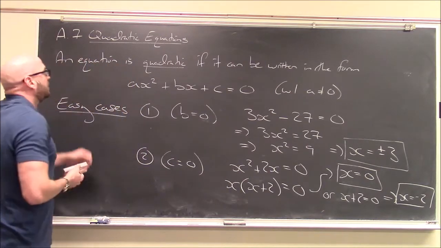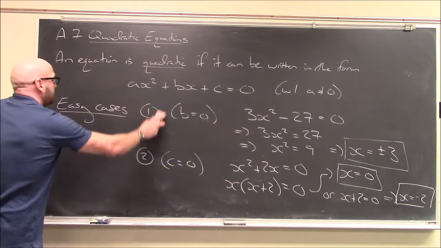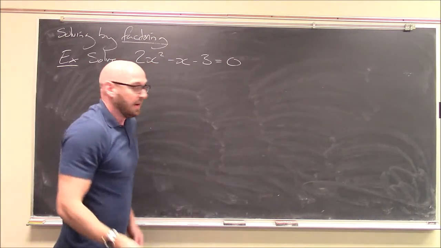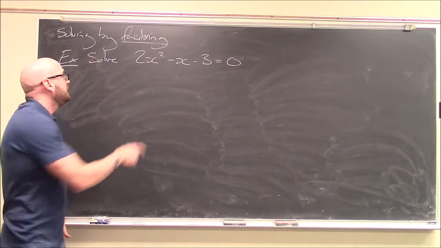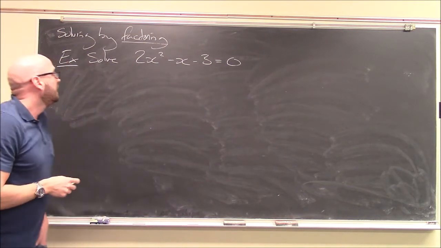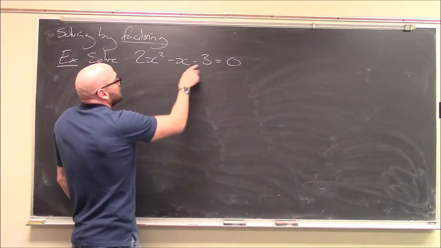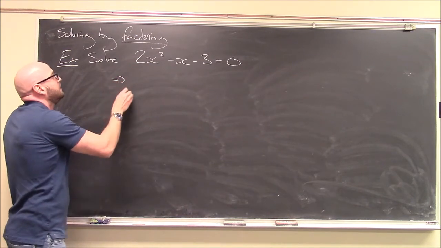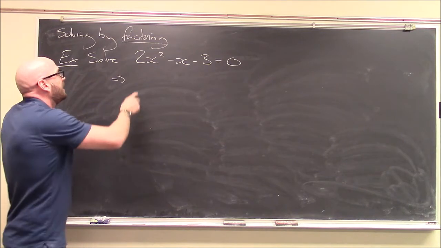But in general, the other two ways for solving these are either factoring or the quadratic formula. So I've got this quadratic equation, 2x squared minus x minus 3, so a is 2, b is minus 1, c is minus 3. And I'm going to attempt to solve this by factoring. So what I want to do is factor this quadratic polynomial on the left here. And this is one of the harder cases. I have to sort of go by trial and error here.